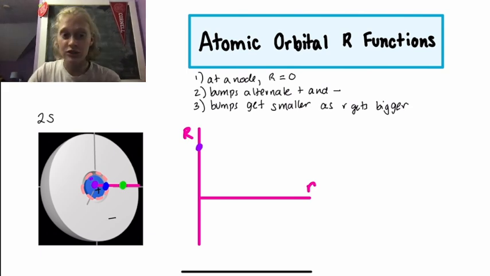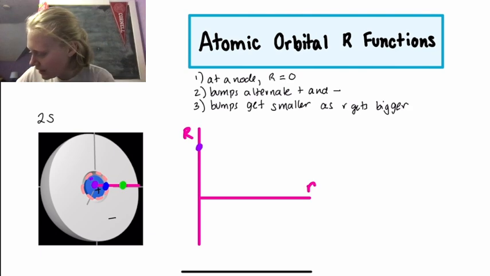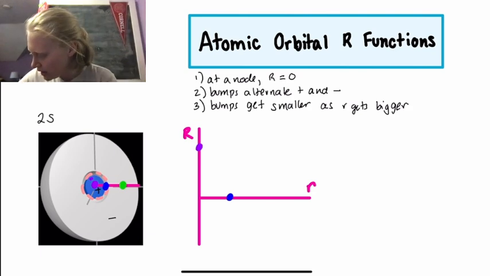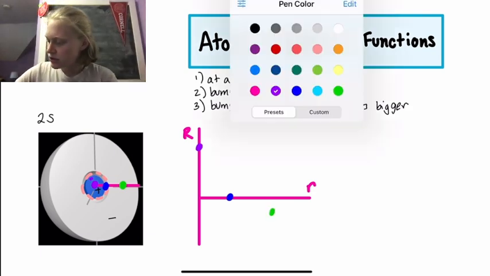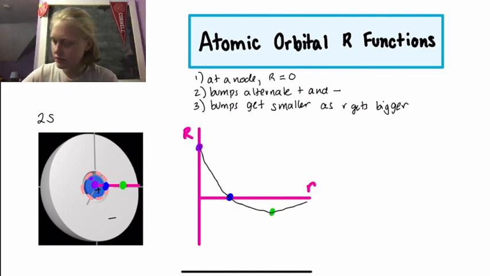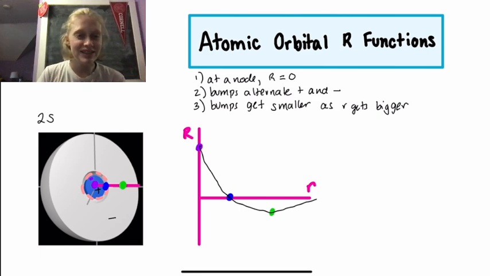Okay, moving on to the dark blue point. The dark blue point is at a node, so it's going to have a capital R value of 0. Then our green point is going to be negative. So our R function is going to look something like this. And you'll notice this looks different than the R functions we've looked at before because it does not start at the origin. And this is actually true of all s orbitals.